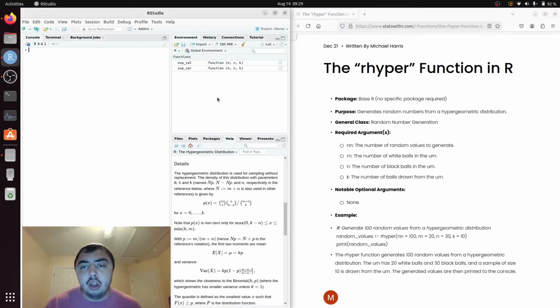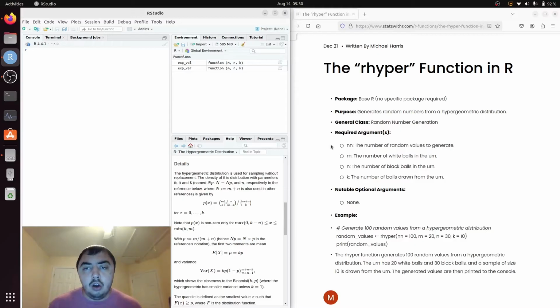Today I'm talking about the rhyper function in R. The rhyper function generates random values from the hypergeometric distribution. And this is going to look a little bit different from what we've done before. Now we have 4 required arguments. The first one is n, the number of values you want to generate.